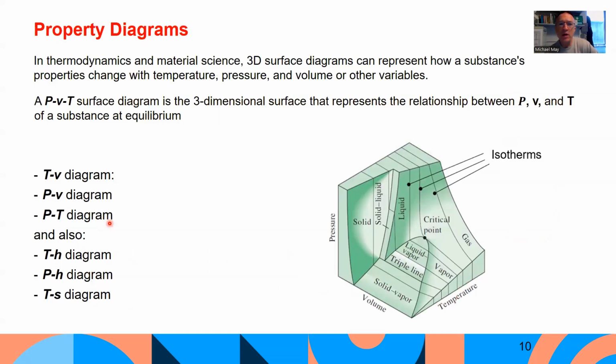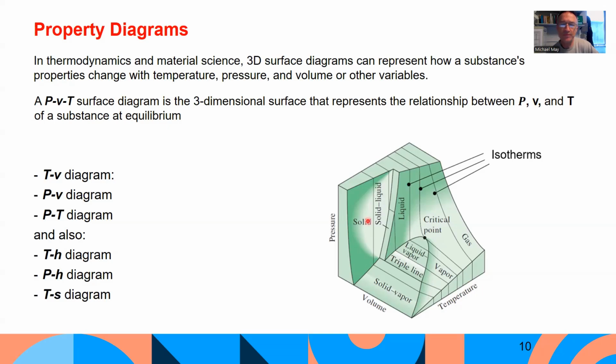So this is what we call a 3D surface diagram. And it says here, in thermodynamics and material science, 3D surface diagrams can represent how a substance property changes with temperature, pressure, and volume or other variables. The PVT surface diagram is the three-dimensional surface that represents a relationship between pressure, specific volume, and temperature of a substance at equilibrium. So we know P, v and T, it identifies a particular point in here. And we know then, are we in the solid? Are we in the solid-liquid phase? Are we in the liquid-vapor or above the critical point?